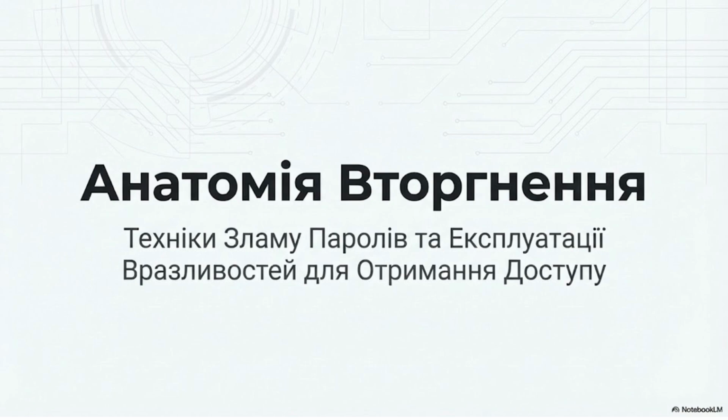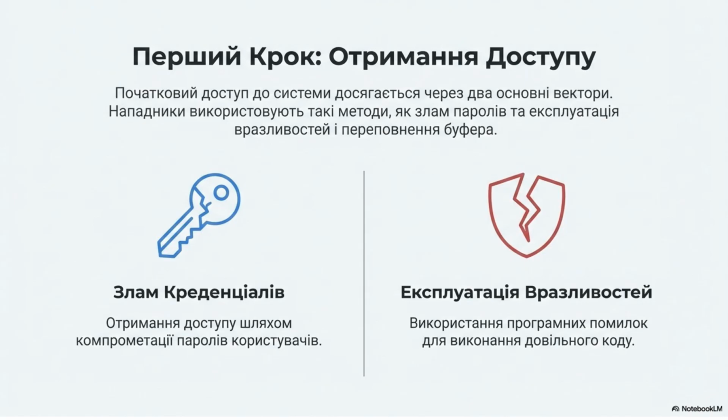Welcome to this video on the anatomy of an invasion, focusing on password cracking and vulnerability exploitation techniques to gain access. The first step in gaining access involves two main vectors: credential cracking to compromise user passwords, and exploiting vulnerabilities by using software errors to execute arbitrary code, such as buffer overflows.